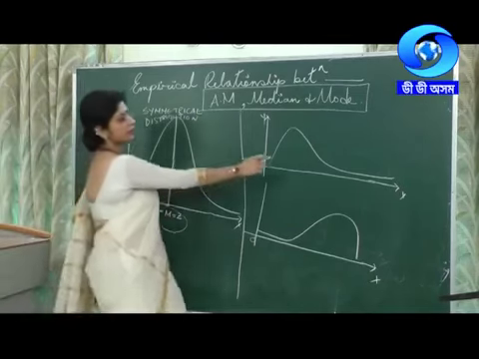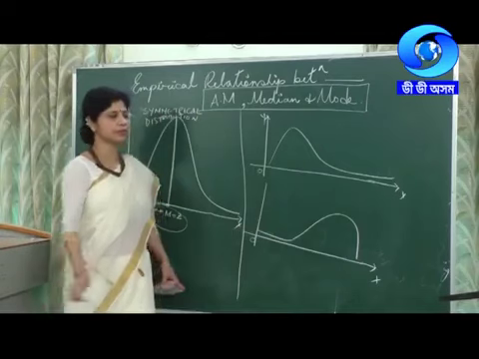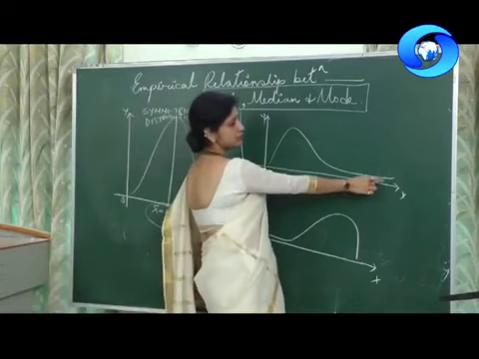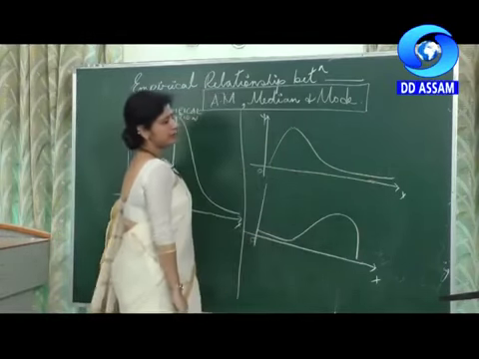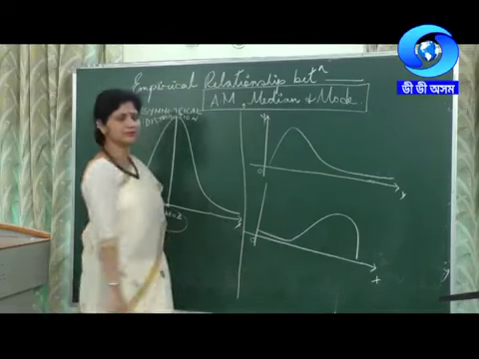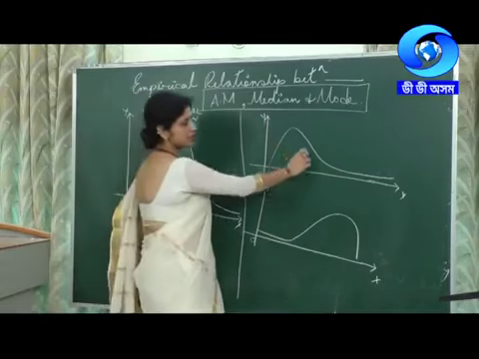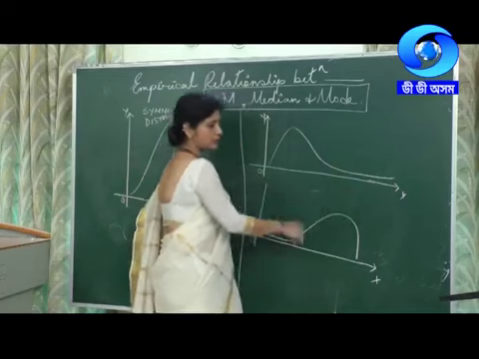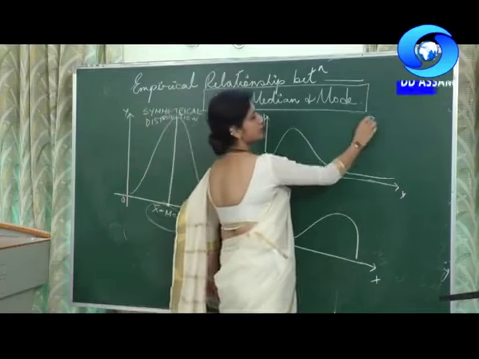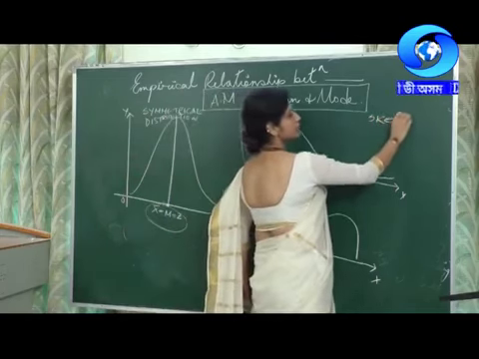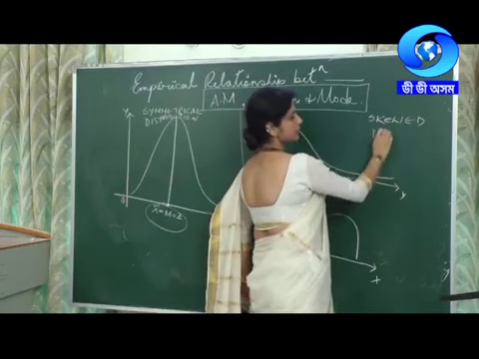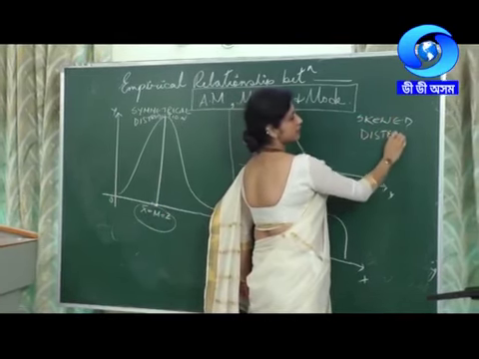In case you have curves of this shape which has a tail either towards the right hand side or towards the left hand side. If you have a tail towards the right or towards the left, we will call such distribution to be skewed distribution or asymmetrical distribution.